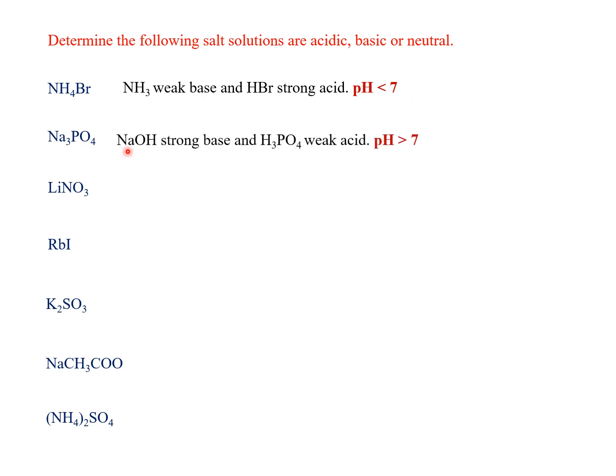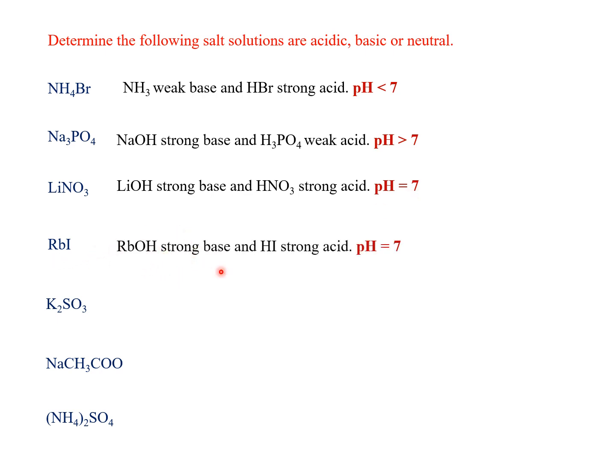Next, sodium phosphate is made by sodium hydroxide, a strong base, plus phosphoric acid. Phosphoric acid is a weak acid. So pH is on the stronger side, that is greater than 7, basic. Next one, lithium nitrate. Lithium nitrate salt is formed by lithium hydroxide, a strong base, and HNO3, a strong acid. If both are strong, the salt pH should be neutral, equal to 7. The next one is the same: rubidium iodide, rubidium hydroxide, a strong base, joined with the strong acid HI, hydroiodic acid. Then the pH is again neutral, equal to 7.